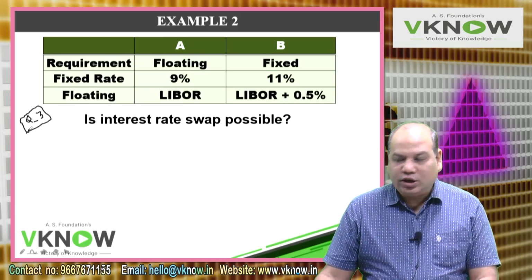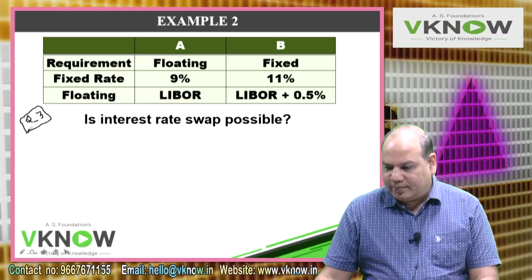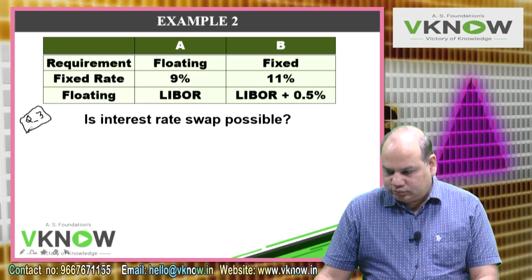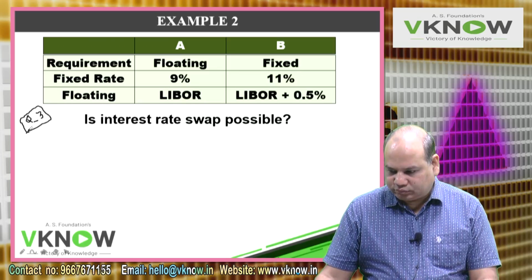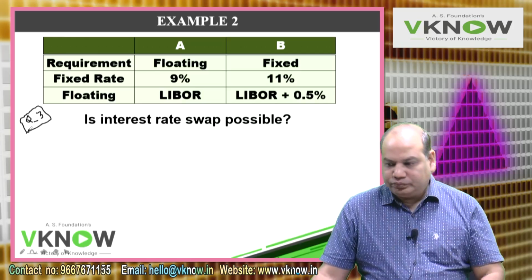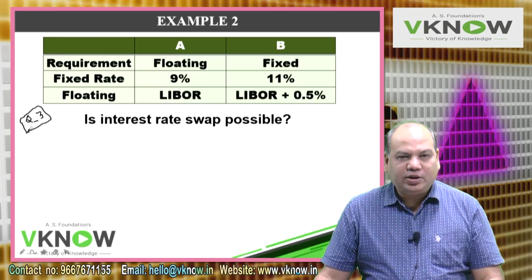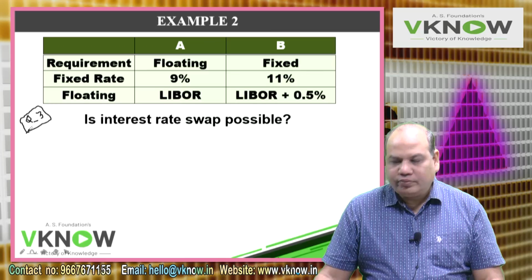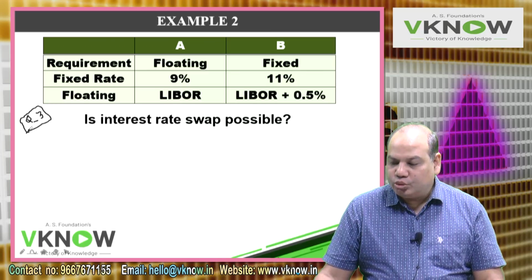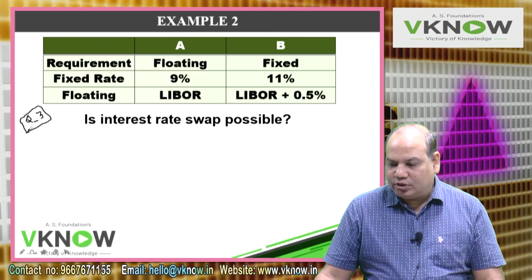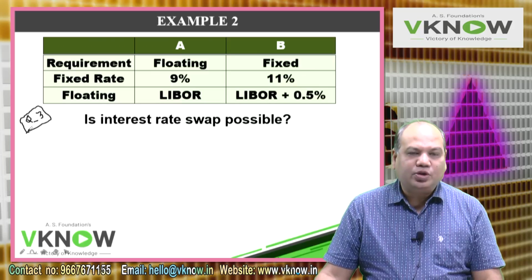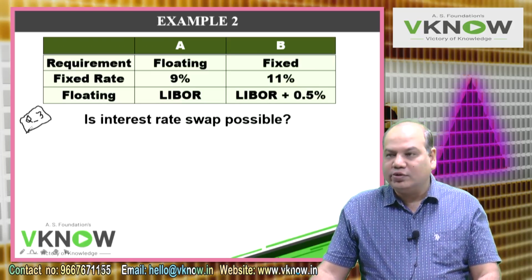Look at this question, A and B. Requirement of A is floating. Requirement of B is fixed. Fixed rate applicable: A 9%, B 11%. Floating rate applicable: A LIBOR and B LIBOR plus 0.5%. Question: is interest rate swap possible?